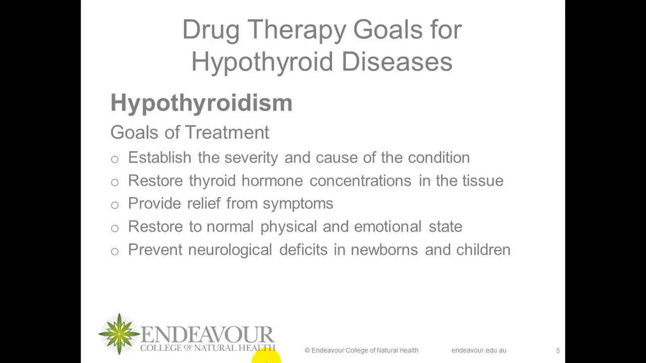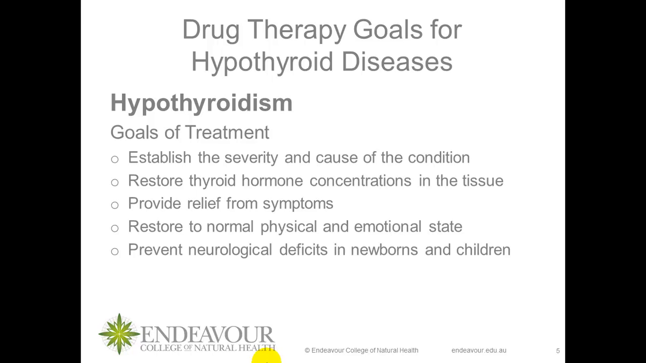The other aim of treatment would be to restore thyroid hormones to physiological homeostatic ranges. At the very least, it would be important to provide relief from symptoms, hopefully by re-establishing normal thyroid hormone levels, and then this will help the person to regain normal physical metabolism and to restore a normal emotional state.